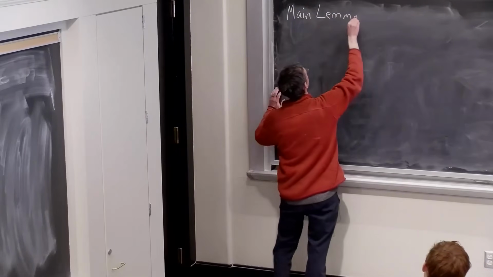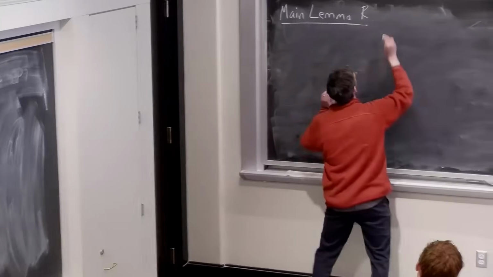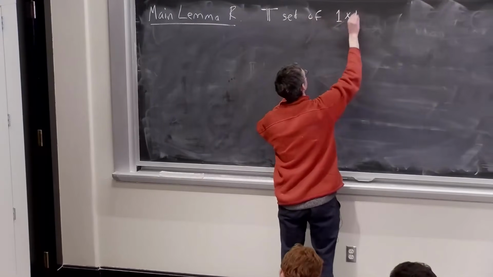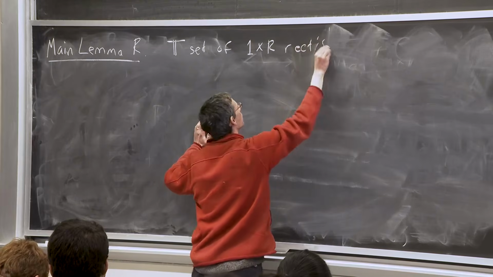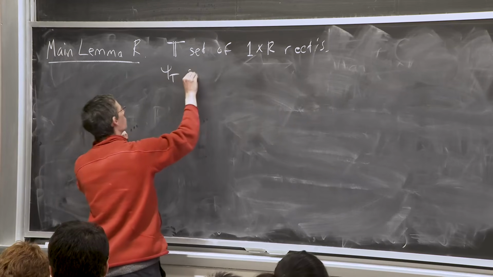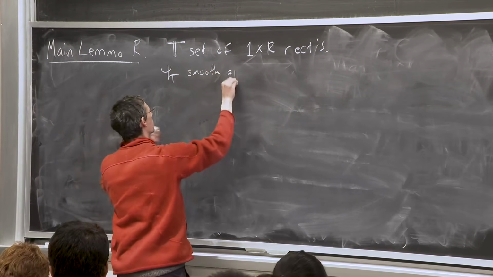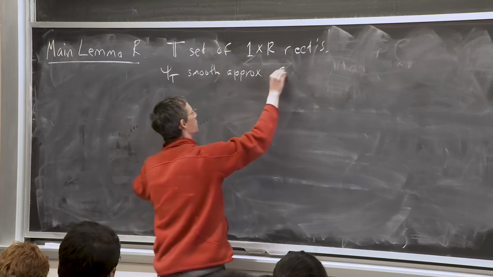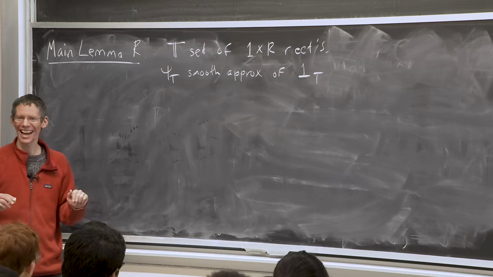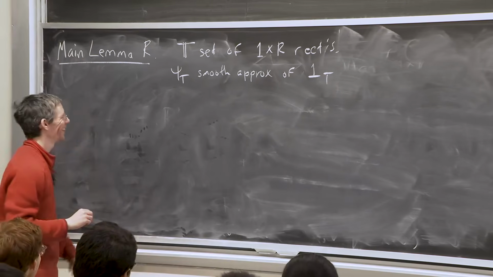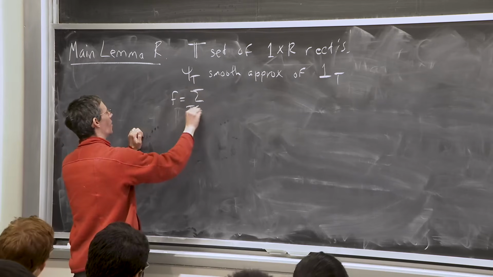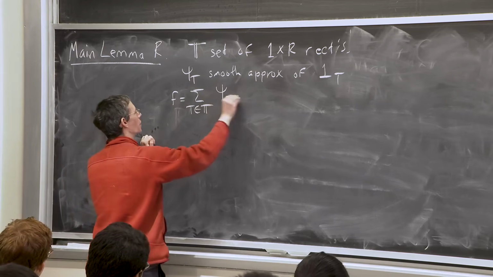The main lemma in the real case. So now we have T is a set of 1 by R rectangles, and psi_T is a smooth approximation of the characteristic function of T. The exact meaning of that is explained in agonizing detail on the homework. And then we have a function f, which is the sum over all the T in the set of this smoothed characteristic function of T.